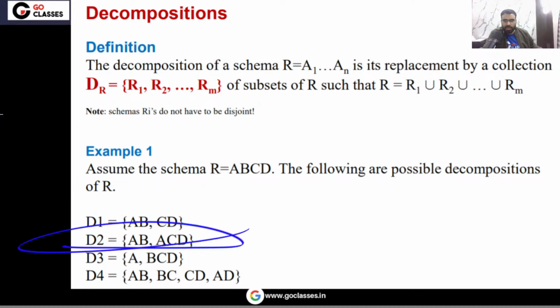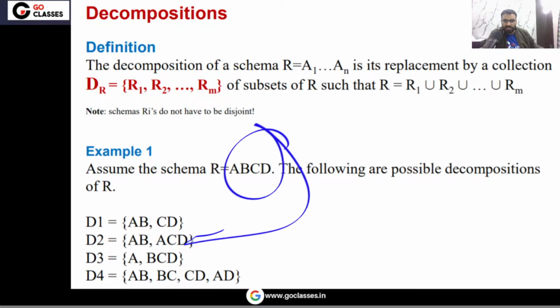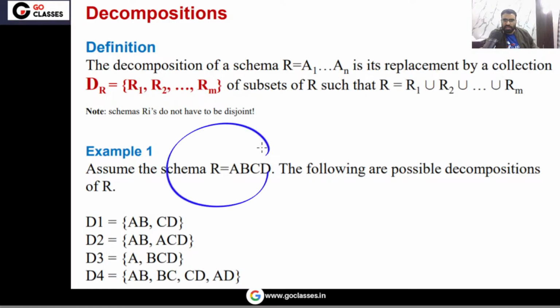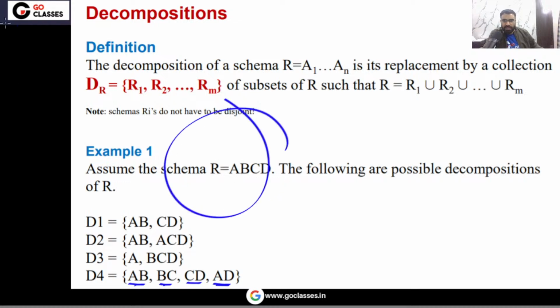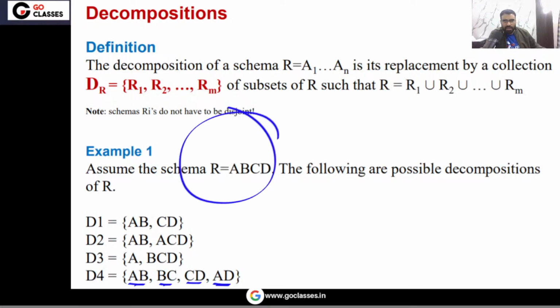Next, you can see AB, ACD. This is also a decomposition of relation R, because every attribute of R is preserved, and every sub-relation is a subset of the schema of R. Next, you can see D3, A, BCD. This is also a decomposition of R. Also this AB, BC, CD, AD. This is also a decomposition of relation R, because the schema of every sub-relation is a subset of the schema of R, and every attribute of R appears in at least one of the sub-relations. So all of these are decompositions of relation R.